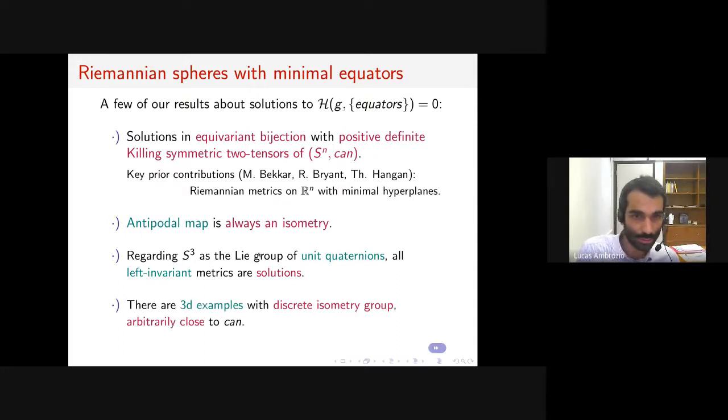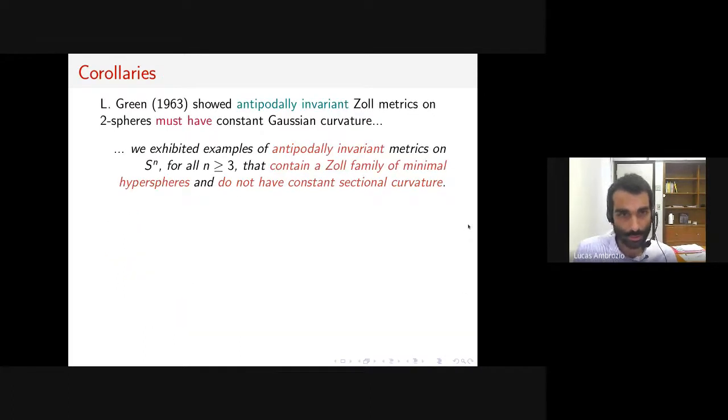This is about homogeneous examples, but we found also 3D examples with discrete isometry group arbitrarily close to the canonical metric. In other words, this condition of all equators being minimal does not impose basically any restriction on the isometry group. You can have highly asymmetric geometries where still they have this amazing property that all equators are minimal. From these results we extract two simple corollaries.